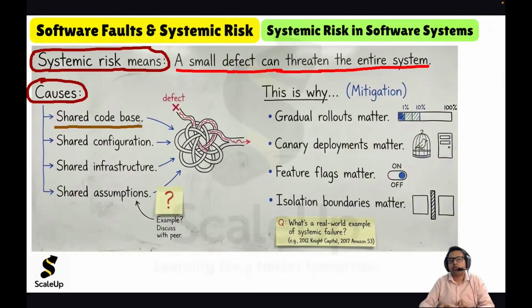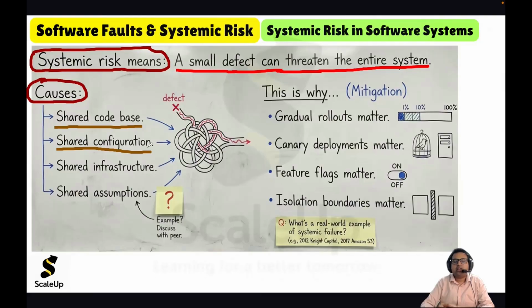So a shared code base can be one of the ways in which we can threaten the entire system. Shared configuration. See, modern systems often use centralized configurations.